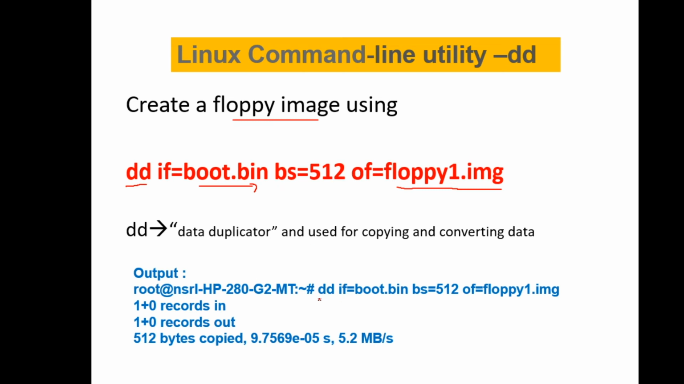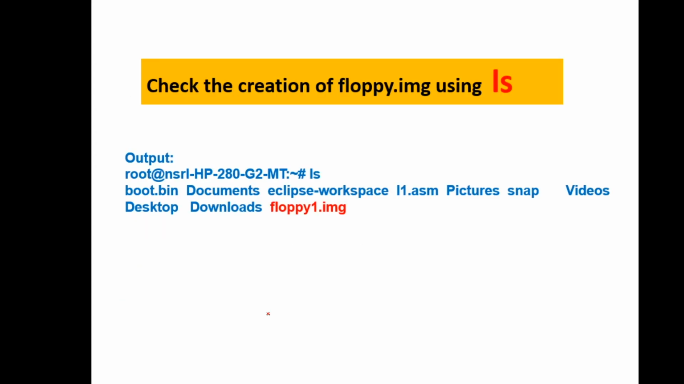So when I type this dd command in the Linux command window, I will get the output like this. 512 bytes got copied. To check whether a floppy image has been created or not, you just use the ls command, the list command, in order to visualize your current file names. There, along with the other file names, you could see floppy1.image, which is an image file created by us in our previous command. So now this floppy image is available for us.